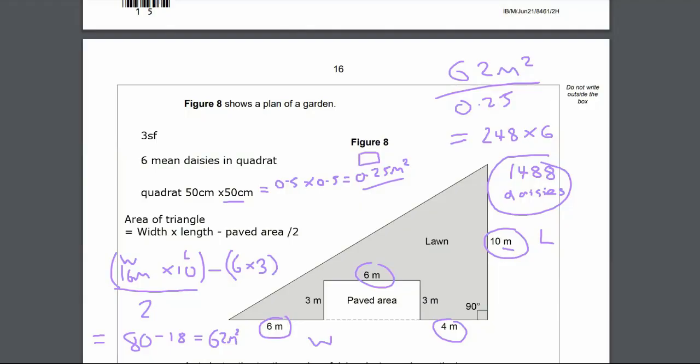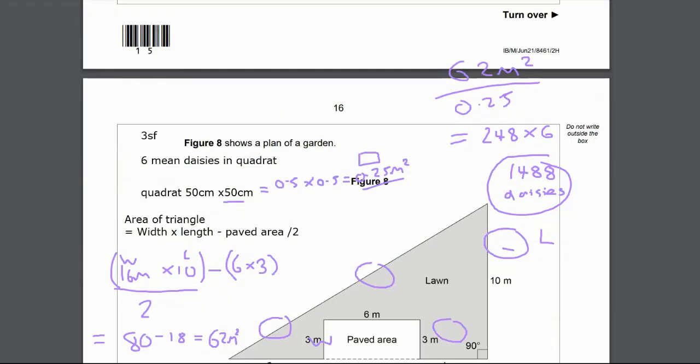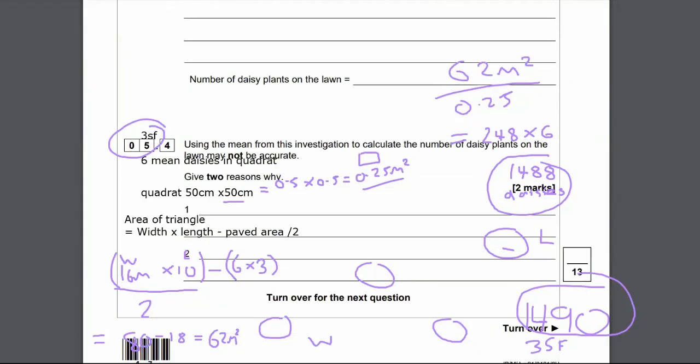But with all of that working, each step there is scoring you a mark. So there's plenty of marks to get, even if you mess up one part. And they'll do error carried forward as well. Aha! Look, I only got 5 marks. I forgot 3 sig. I just realised. So to three significant figures, we would round this to 1,490. Okay.